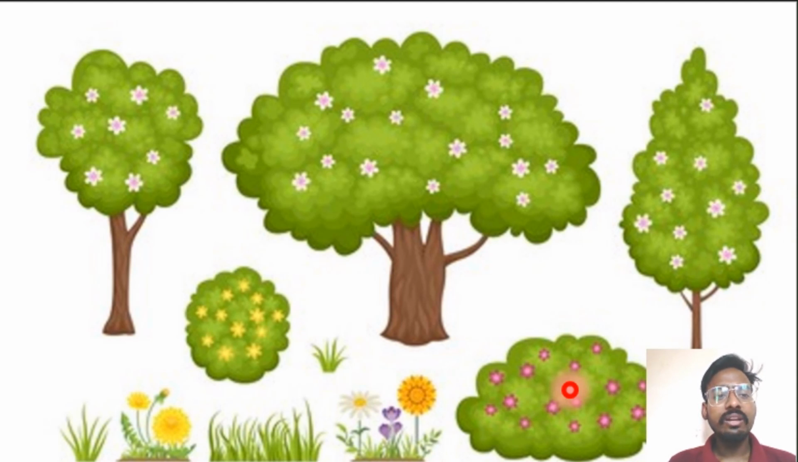Some plants are very tall and have a hard and thick stem. The stem has branches in the upper part, much above the ground. Such plants are called trees. So these are the criteria for classifying plants into different categories: herbs, shrubs, and trees.